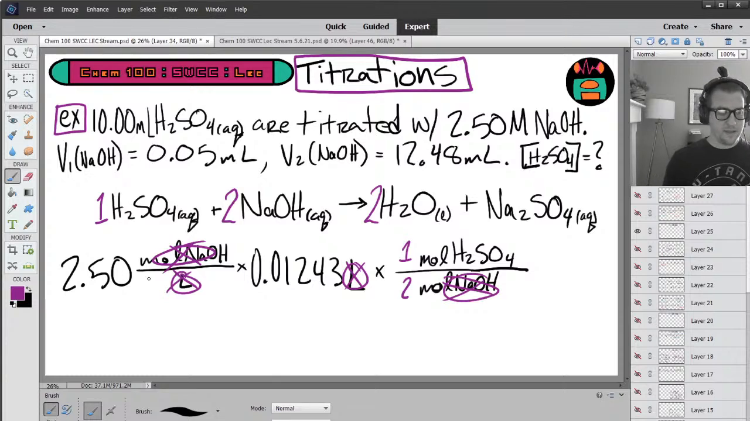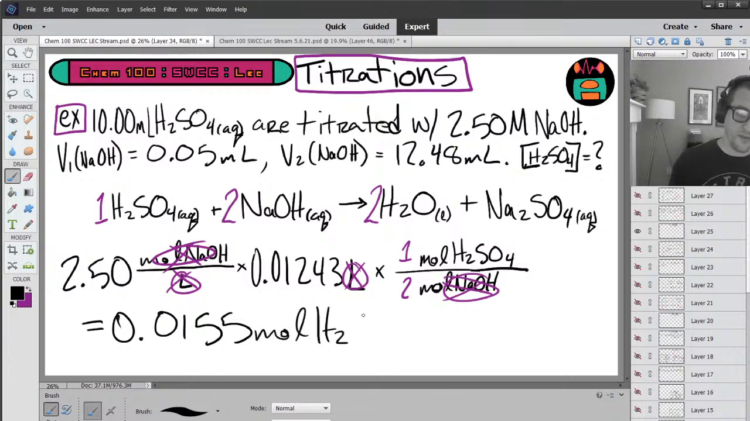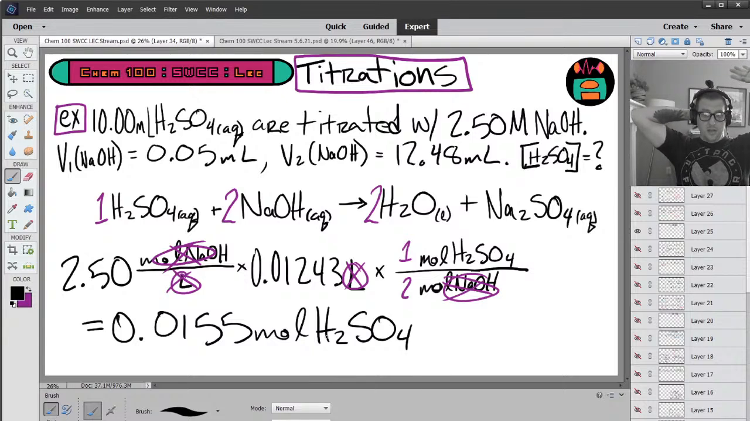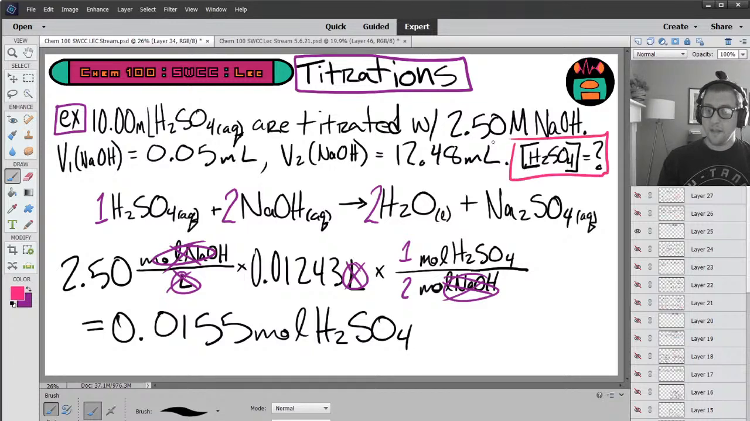All right. So we had 0.0155 moles of H2SO4. Now, at this moment in time, it might be super tempting to just box it and say, that's our answer. But that's not what we were asked to find. Unfortunately, we were asked to find the molarity. So we're not quite there yet. We're almost there, but not quite. All right?